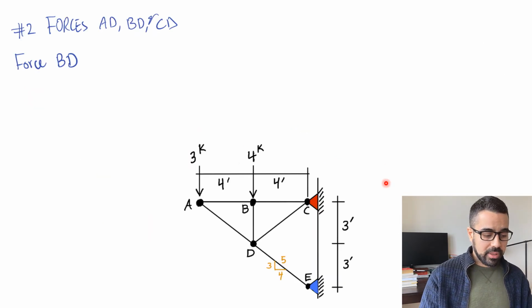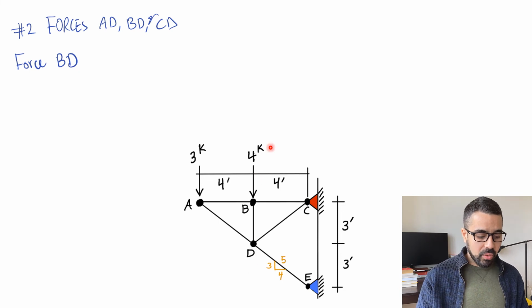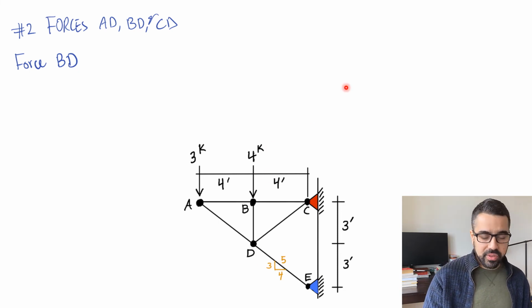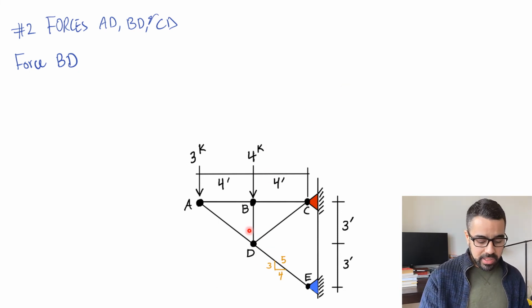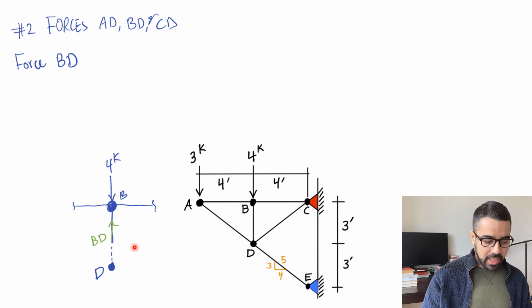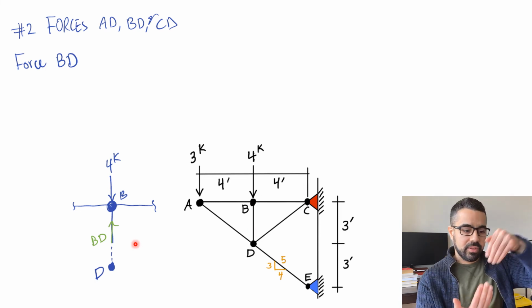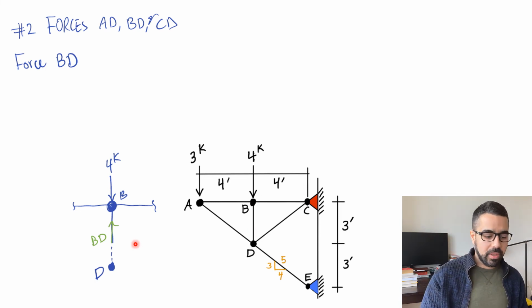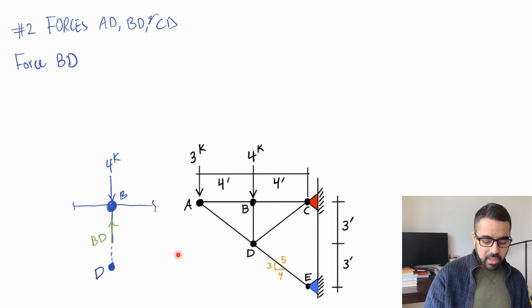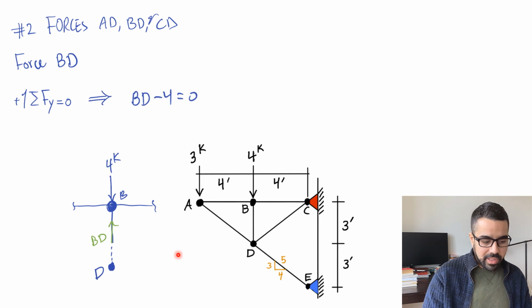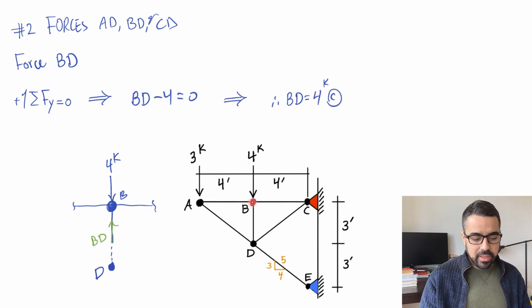The second member is BD. It's this one, and it's really one of the simplest because you're going to take this joint and it will look something like that. You have the 4 kips applying downward. This is the force. Again, I assumed it compression just to resist the 4 kips applied on the joint, and then you do the cut. Summation Fy equals 0, and that's going to give us a BD of 4. If there was no force here, this member would definitely be a zero member.